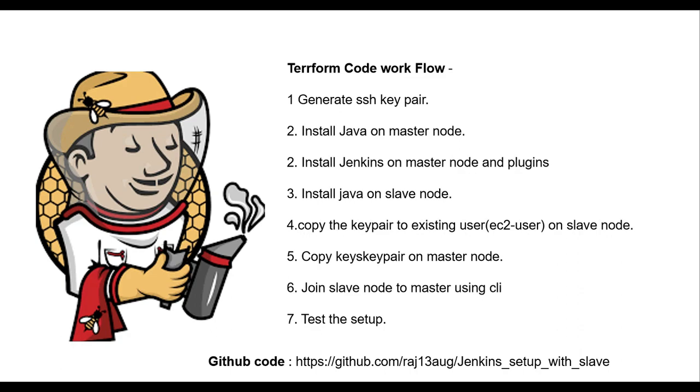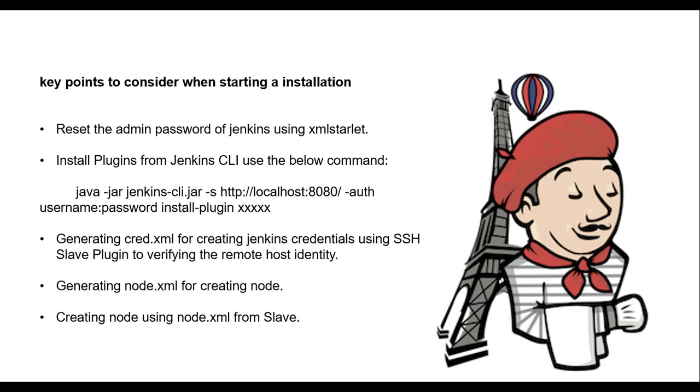Moving to the next slide. These key points need to be considered when we start installing the Jenkins server. We'll see them one by one. Initially, I'm resetting the admin password with the help of the xmlstarlet command, because Jenkins stores that file in XML format. That is the reason I'm using the xmlstarlet command to replace the existing admin value. Later on, I'm installing the plugins for the CLI. Here I'm installing only a specific set of plugins based on my requirement.